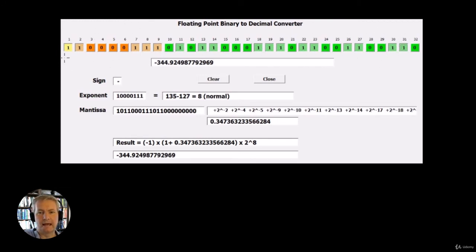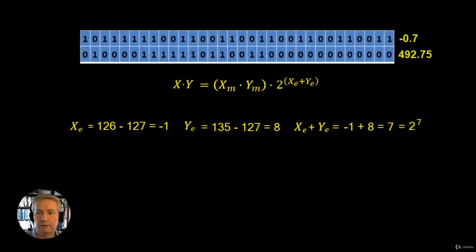So let's go ahead and we'll go through this full multiplication using those two numbers. I've rewritten the two numbers here. We have our minus 0.7 and we have our 492.75, and we have them here in the 32-bit single precision floating point format. We want to multiply these two together. Now we know in order to multiply them, we have to multiply the Mantissas, add the exponents, and we also have to do an exclusive OR on the sign.